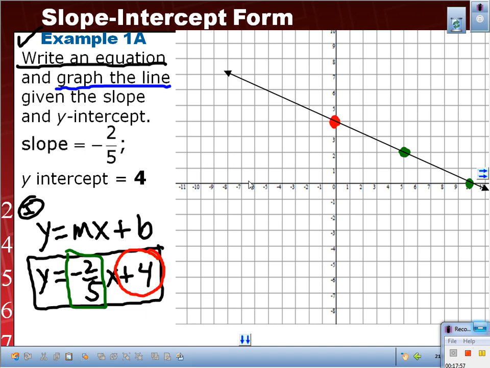So let's recap. Part one of this problem is write an equation given that information. Do we know how to do that? Yes. Part two is using this form to graph our line. Where did we start? With a y-intercept. And then using the slope to plot our other points. I need you to plot at least 3 points and then graph your line. We got it? Okay, I want you to go to the other coordinate plane. You're going to do one by yourself, but I'm going to guide you. Here we go.